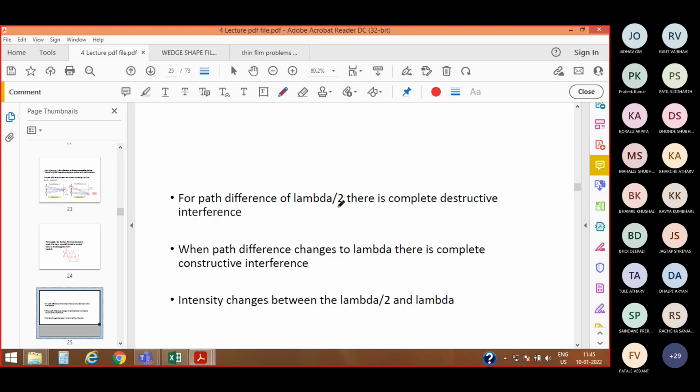When the path difference is lambda by 2, complete destructive interference happens. When the path difference changes to lambda, complete constructive interference happens. The intensity changes between lambda by 2 and lambda.